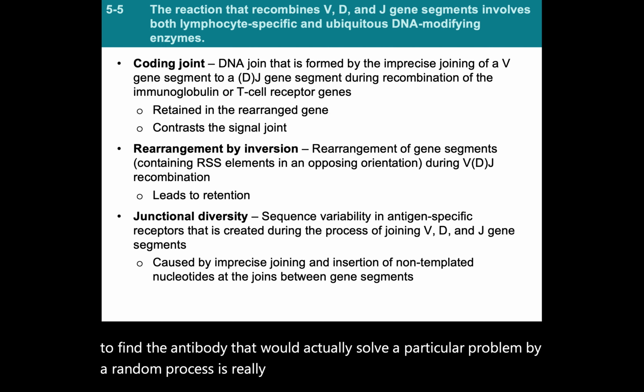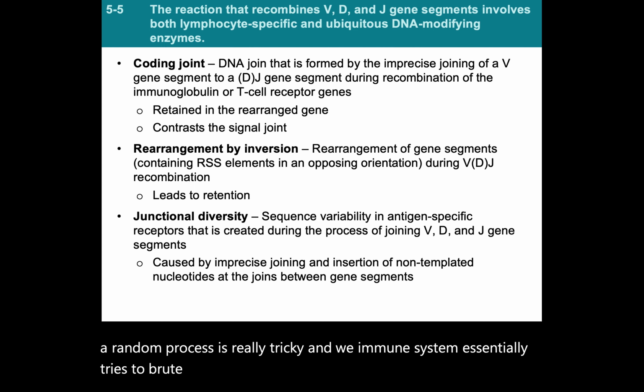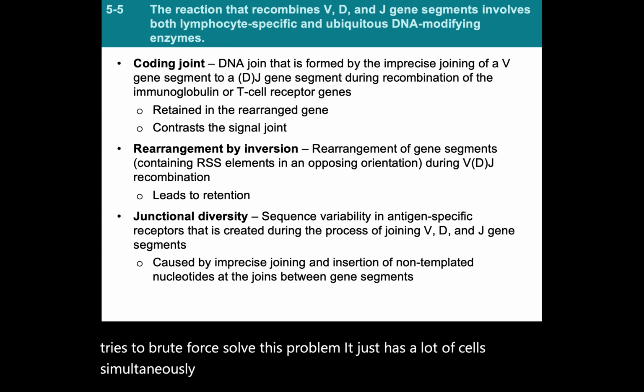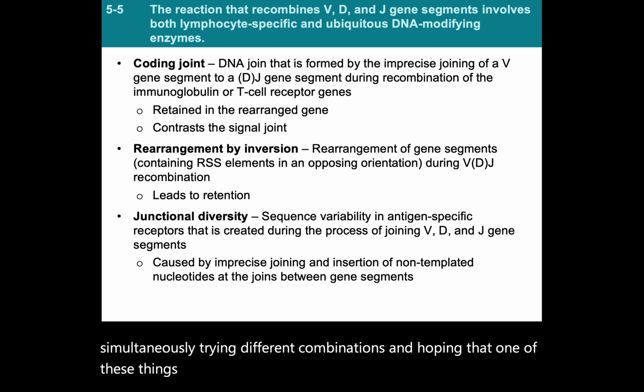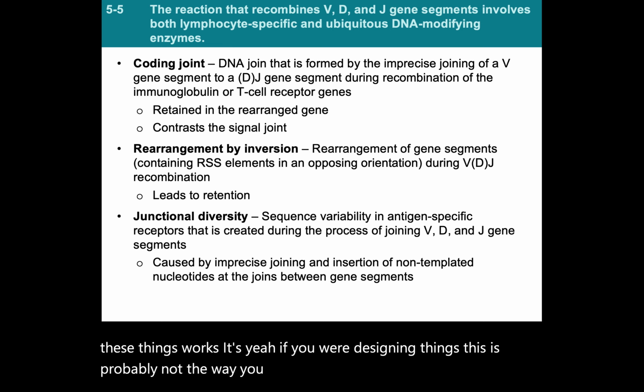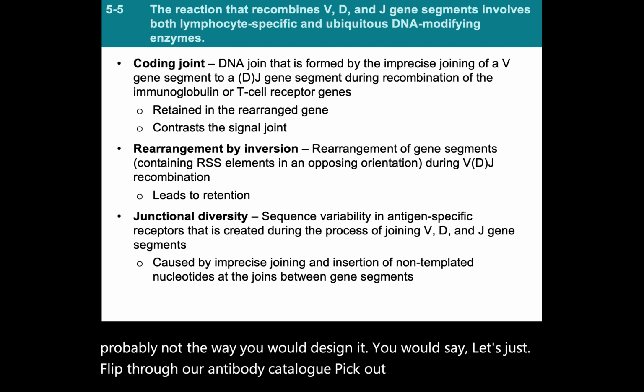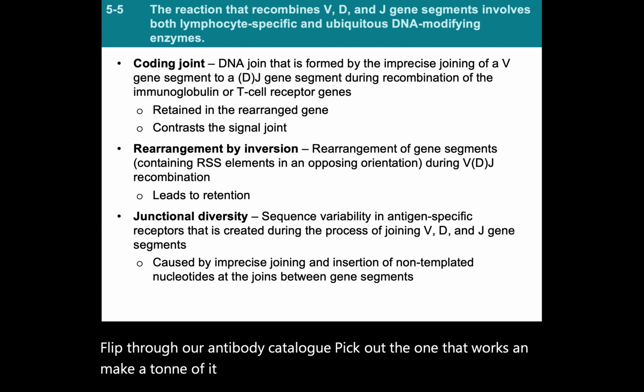And the immune system essentially tries to brute force solve this problem. It just has a lot of cells simultaneously trying different combinations and hoping that one of these things works. If you were designing things, this is probably not the way you would design it. You would say, oh, let's just flip through our antibody catalog, pick out the one that works, and make a ton of it. But that is not how it happens.